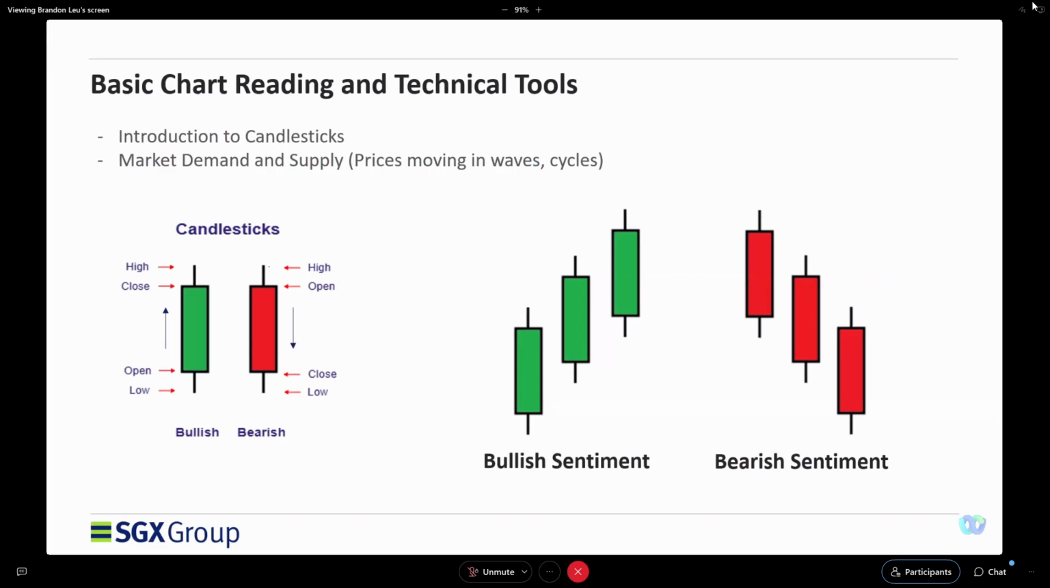So on candlesticks, there's two types of candles, a green candle or a red candle. Sometimes you may see black or white. So white and green has the same meaning. It means that day or that session is a bullish session.